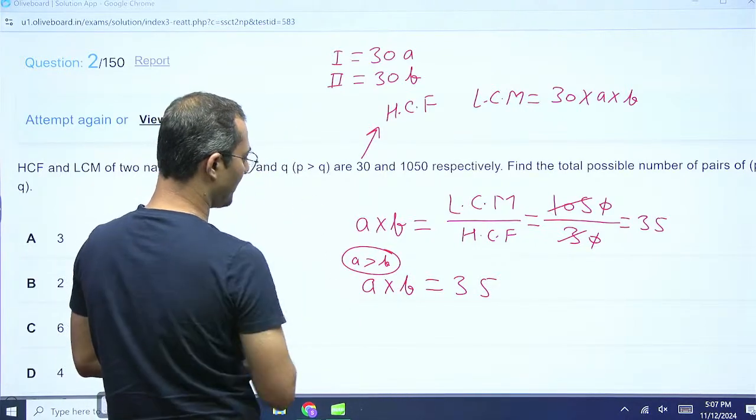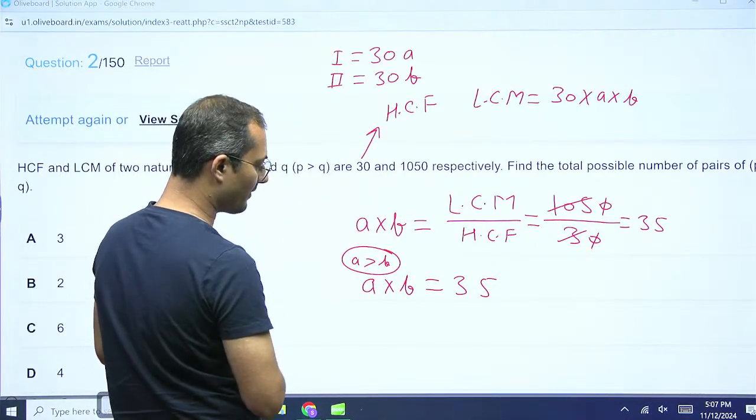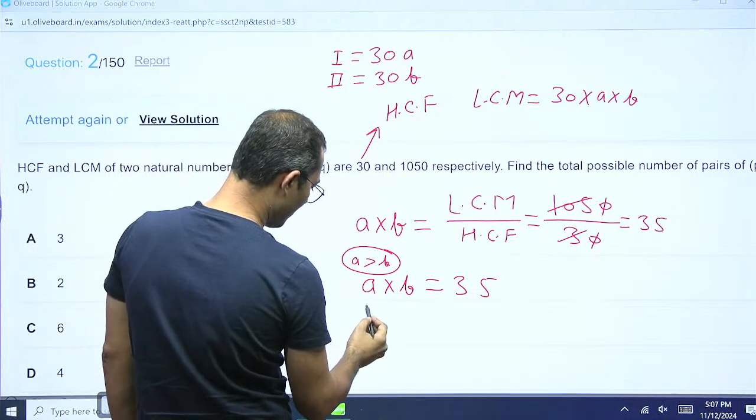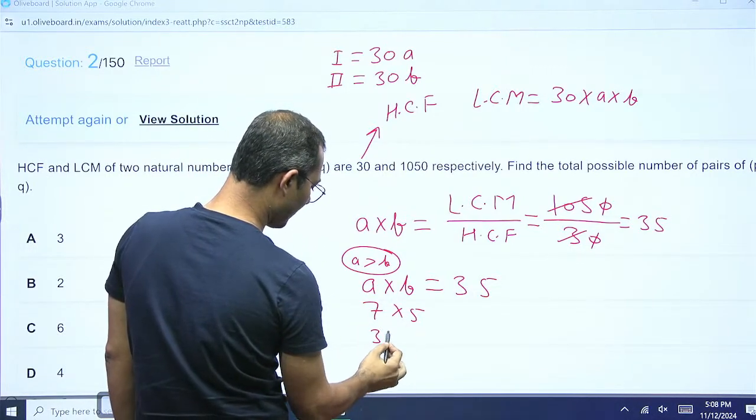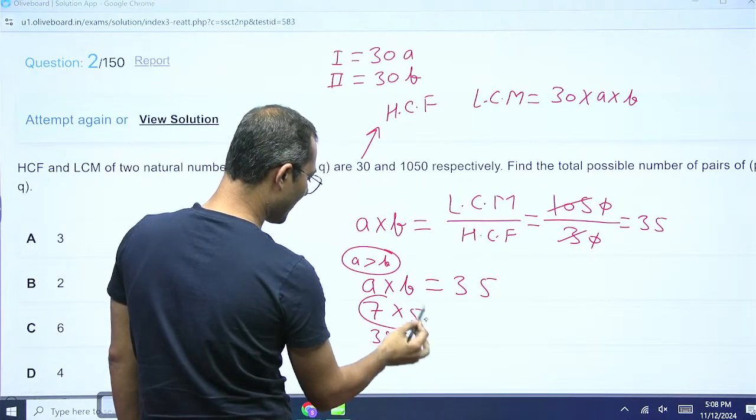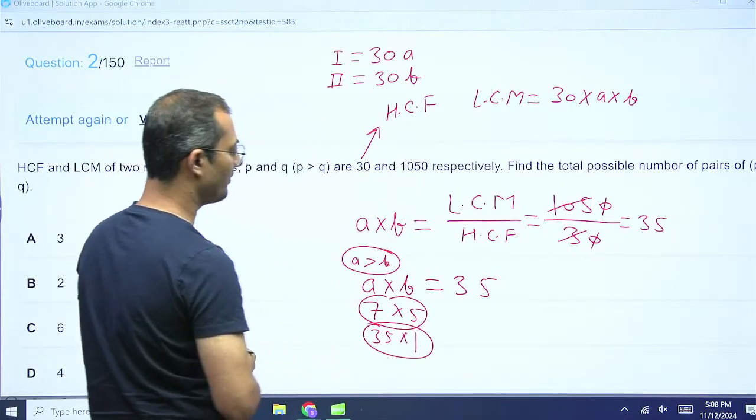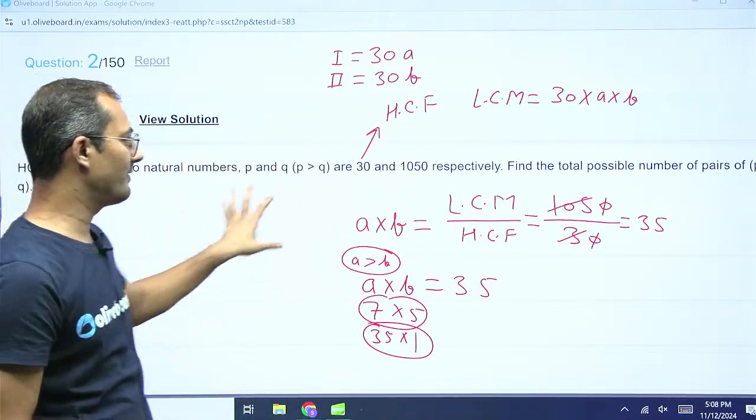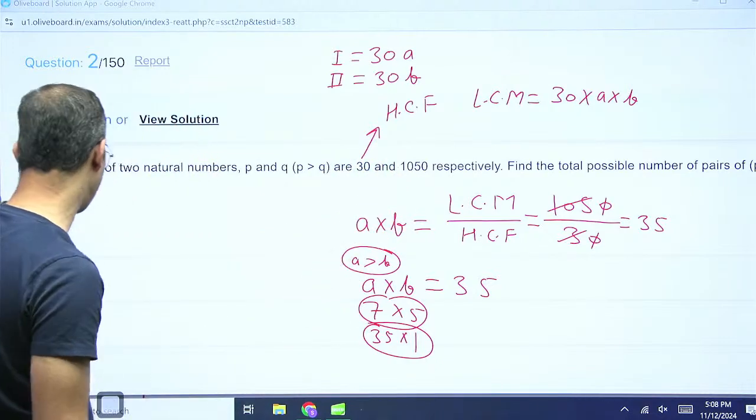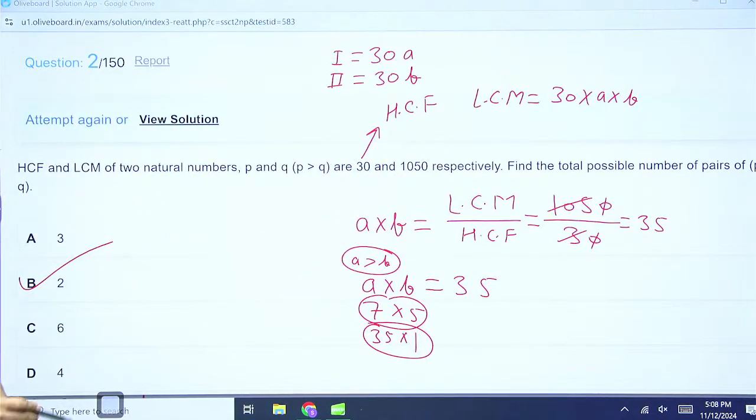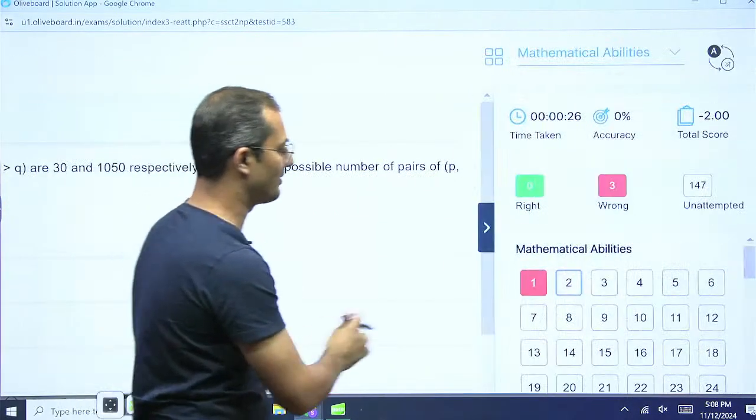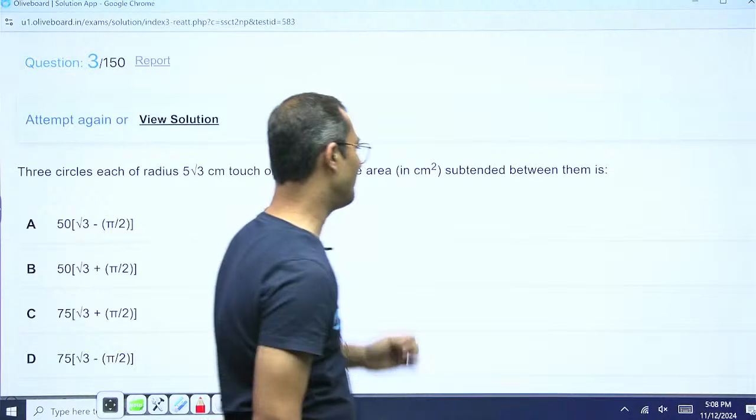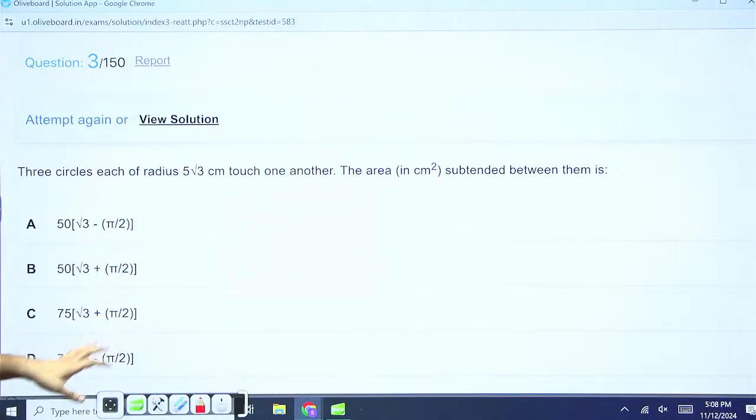A is the factor of P, right? And 30 is the common factor. So we can say that the factors are 7 into 5, or we can take 35 into 1. So there are only 2 pairs possible with the given condition. So we can say that option B is the right answer. Yes, B is the right answer. So moving to the next question. Tell me what is the right answer for this question.